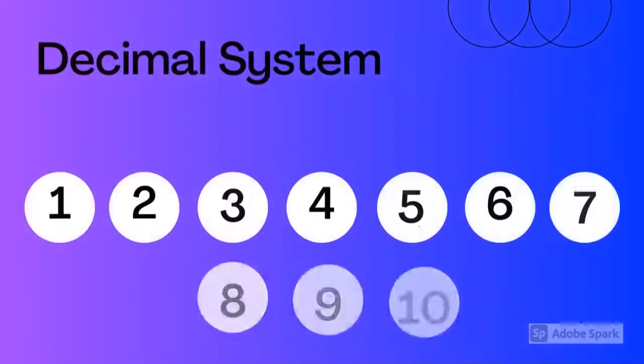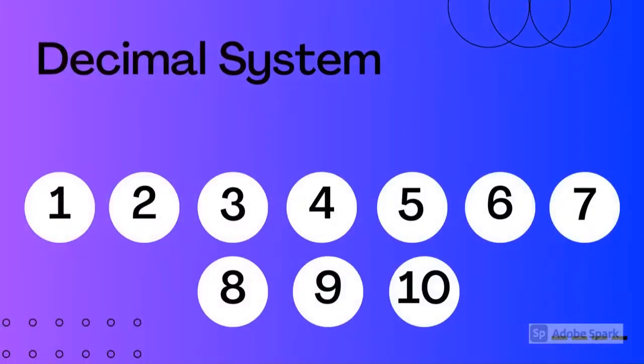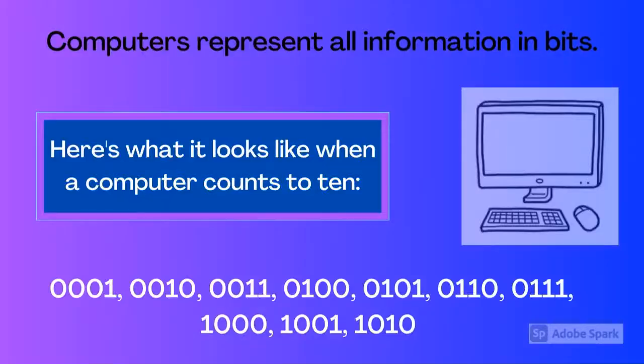As humans, we have learned to represent numbers in the decimal system. 1, 2, 3, 4, 5, 6, 7, 8, 9, 10. As we just learned, computers represent all information in bits. Here's what it looks like when a computer counts to 10.